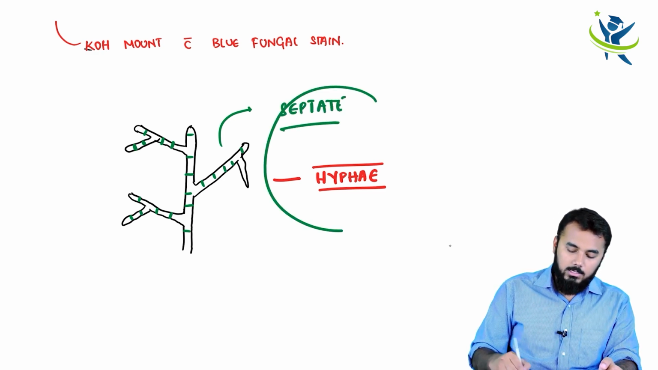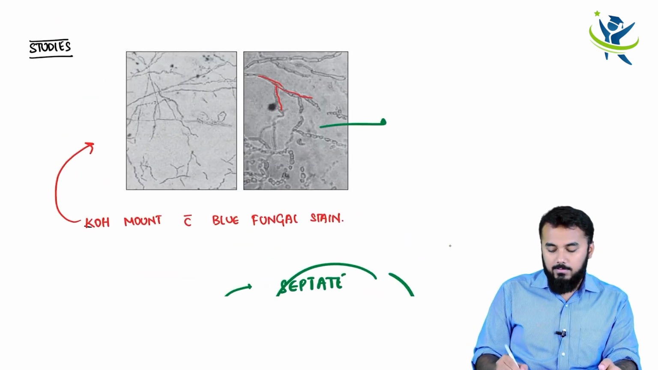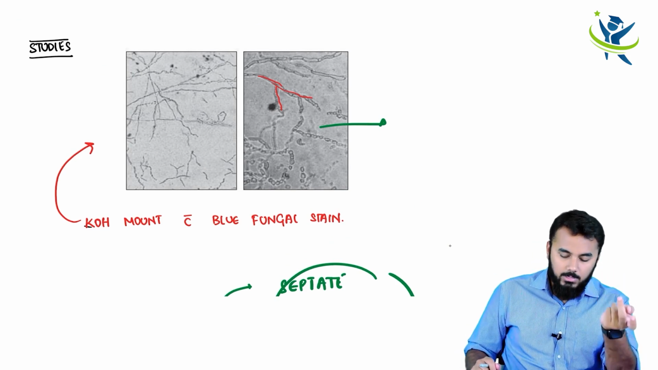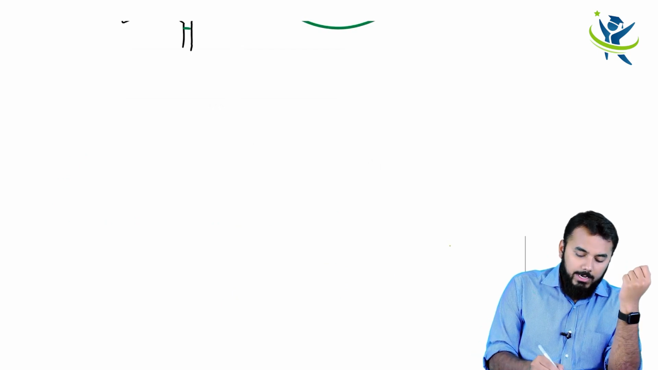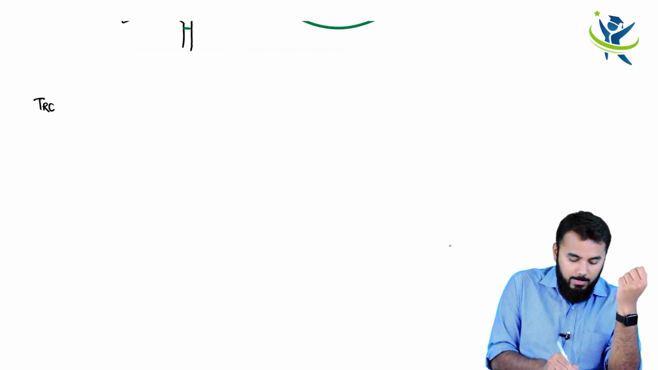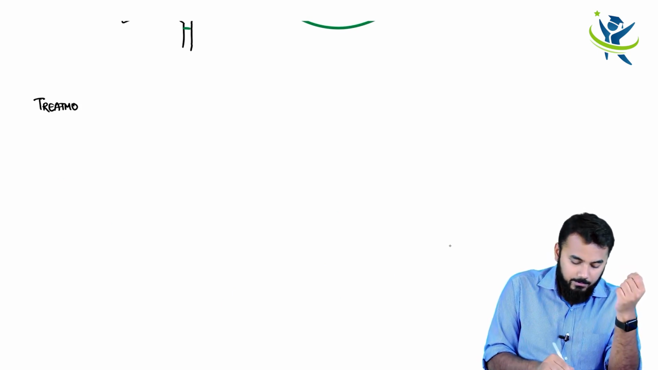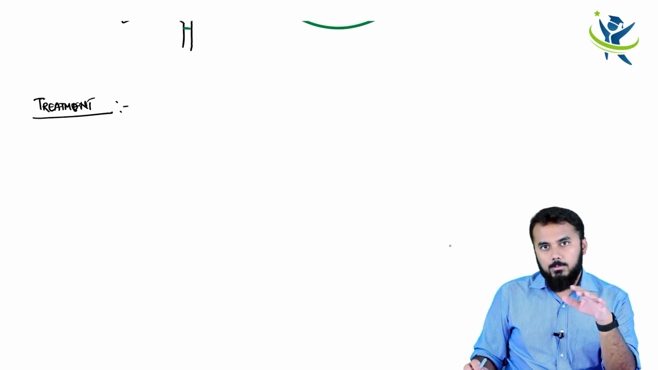All these things you can see on this mount preparation. You can see the hyphae, the septa in between, and the branching of the hyphae over here. Now when it comes to the treatment part, the treatment will be more or less similar for all of them.